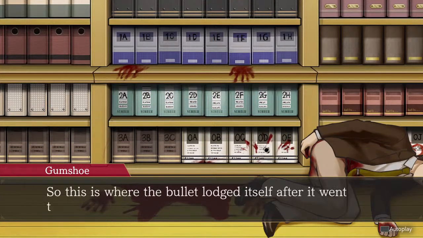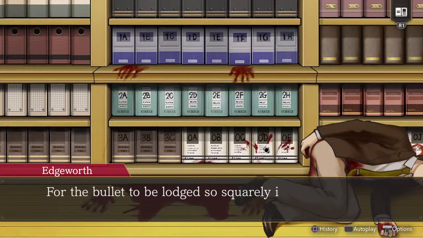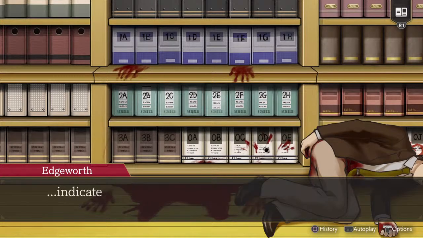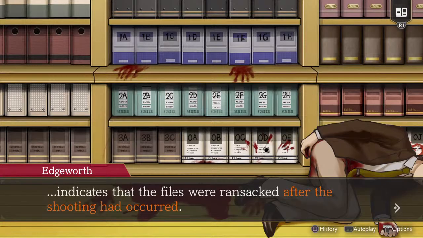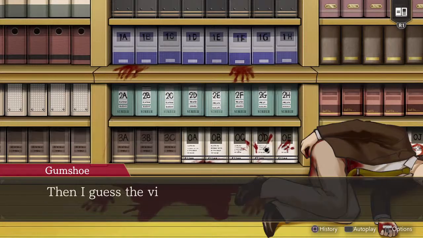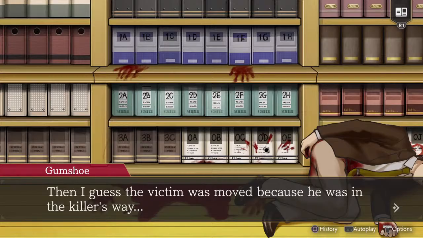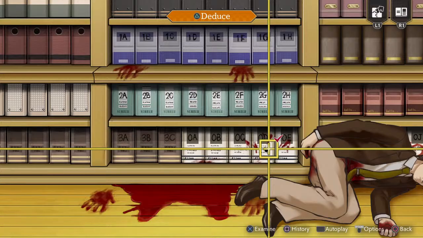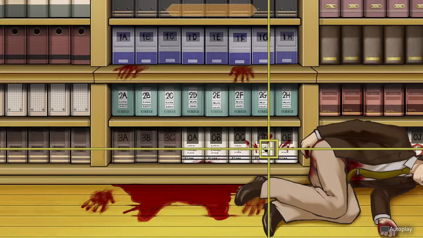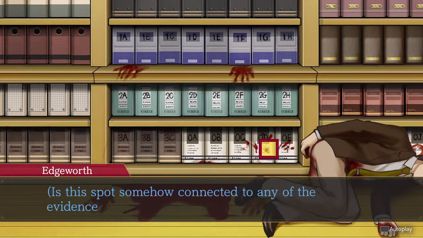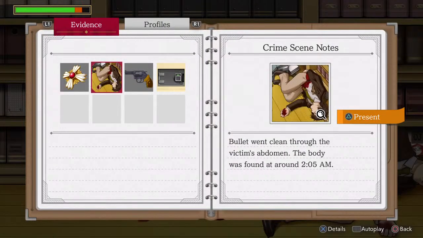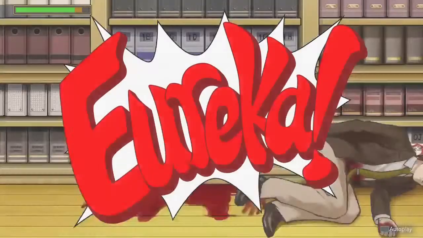There. Will launch itself out there once the victim harm. The big bleed also still a firm spot. Falls a ransack after shooting occurred. The victim was moved because he was in the killer's way. Wait a minute. It is. Privacy notes.